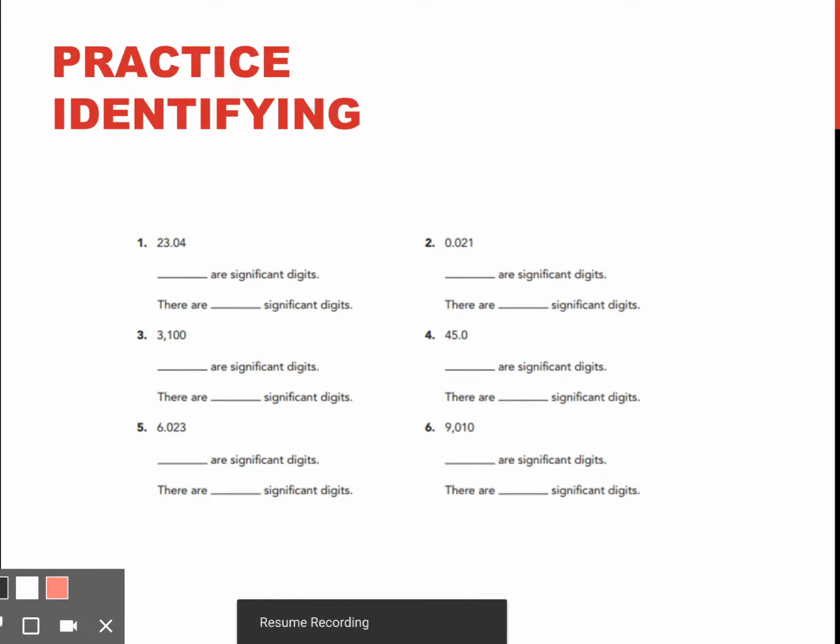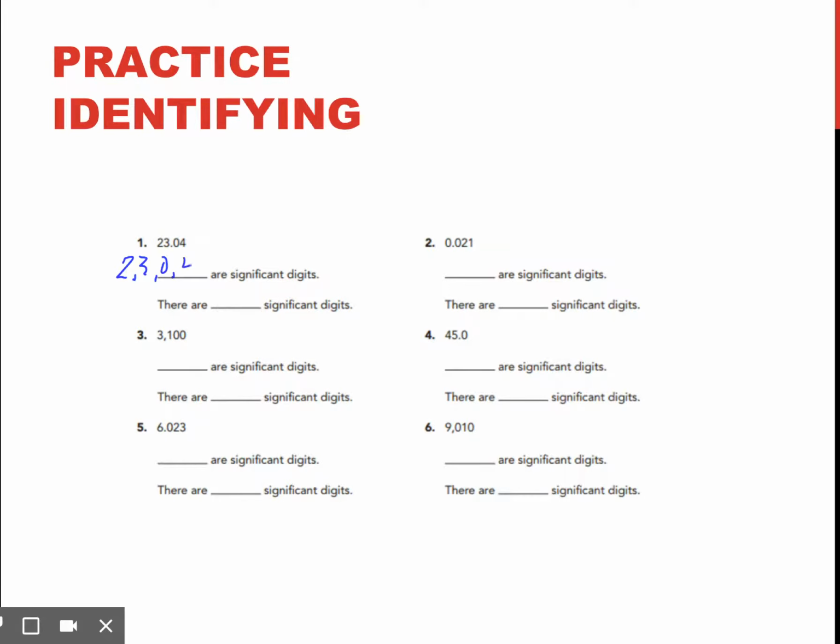So we can do some practice identifying. Number 1, in 23.04, the 2, the 3, the 0, and the 4 are all significant. 2, 3, and 4 are non-zero, and this 0 is significant because it's between 2 significant numbers. So we have 4. In number 2, the only significant digits here are the 2 and the 1. The ones leading in front are not considered significant, so we only have 2. In number 3, 3,100, we have 2 significant digits here. These trailing zeros would not be considered significant. The 2 significant digits are 3 and 1.